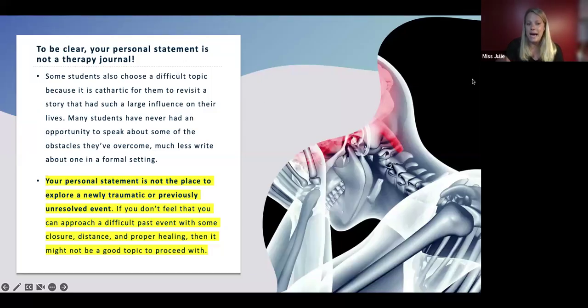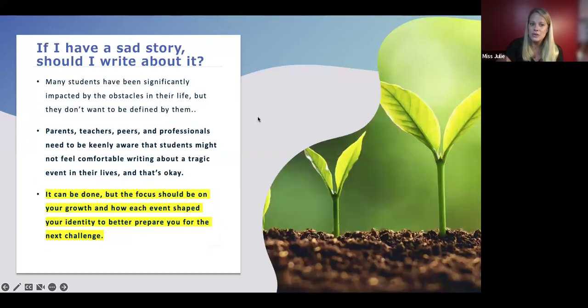Your personal statement is not the place to explore a newly traumatic or previously unresolved event, right? If you don't feel that you can approach a difficult past or difficult topic or event that happened to you with some closure or distance and proper healing, then it is not a good idea to talk about it in your Common App essay. This is not a therapy session, right? You're not writing this essay to relieve yourself of something, right? You're writing this essay to show your personal growth.